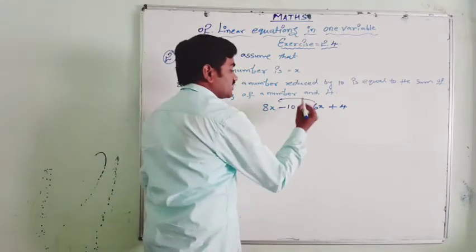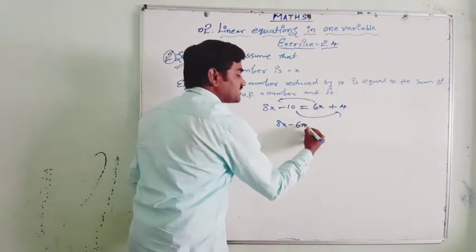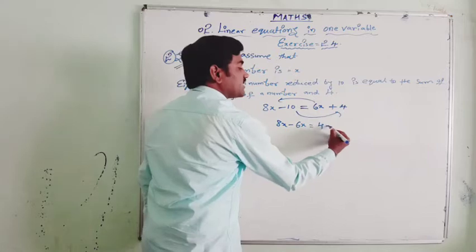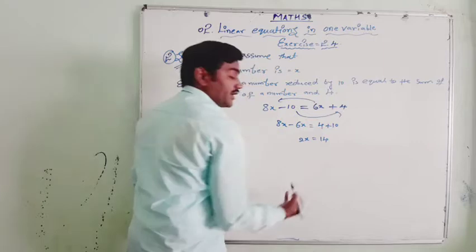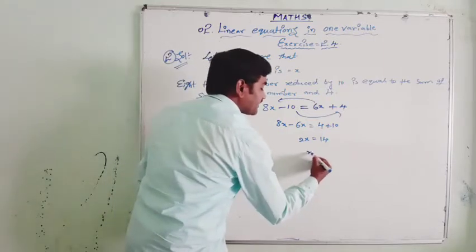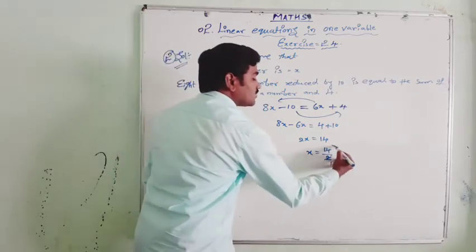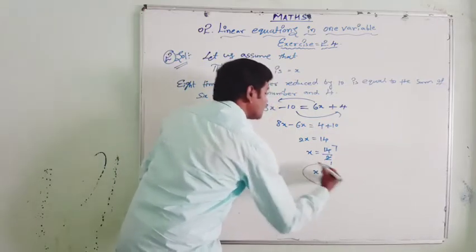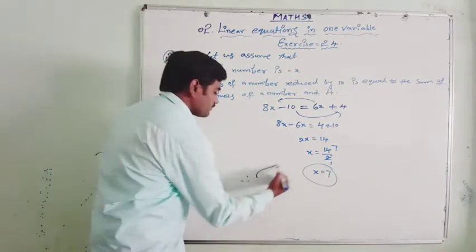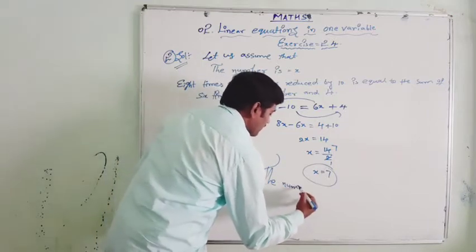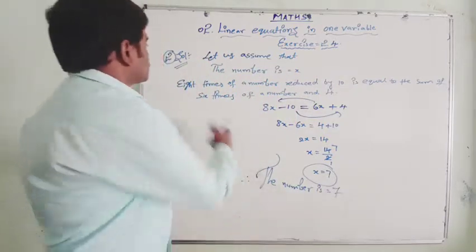Simple. Variables we transfer to one side and constant numbers to the other side. Here already there is 8x. Plus 6x becomes minus 6x, equal to 4. Minus 10 becomes plus 10. 8x minus 6x, that is 2x, equal to 14. Then we can get the x value. When you transfer the 2 to the RHS, it will divide. 2 sevens are 14, so x equals 7. Therefore the number is 7. Simple. So this is the solution.